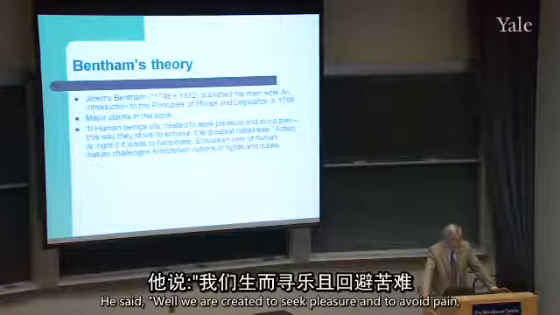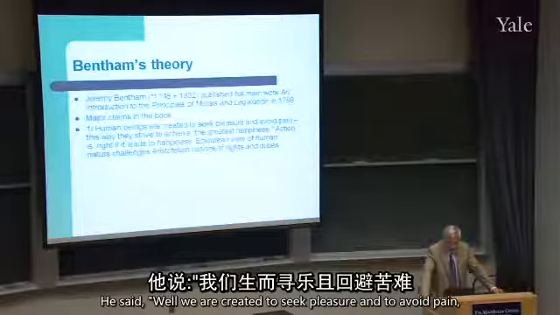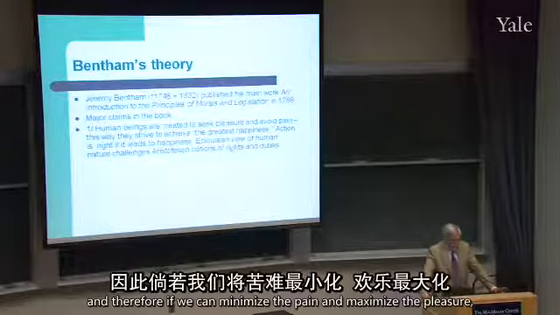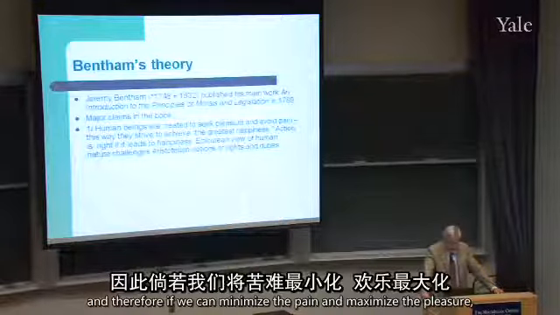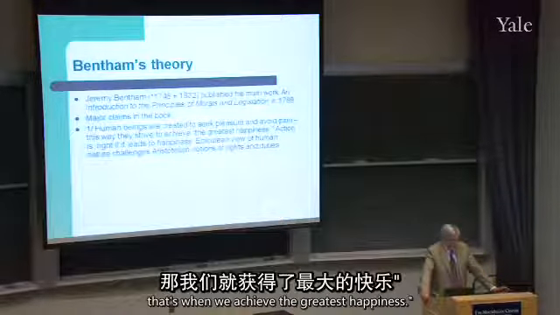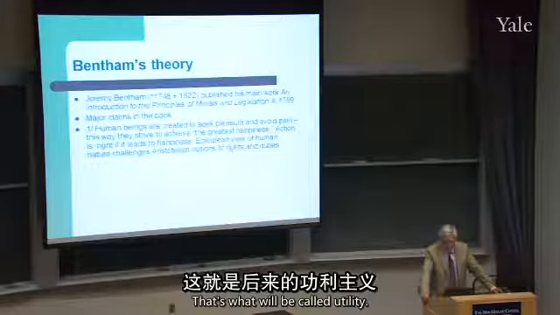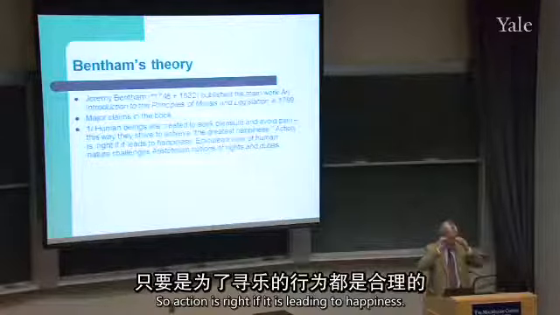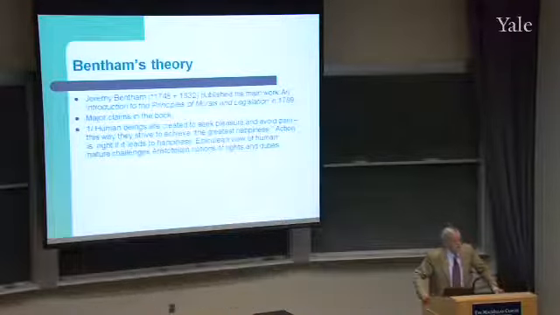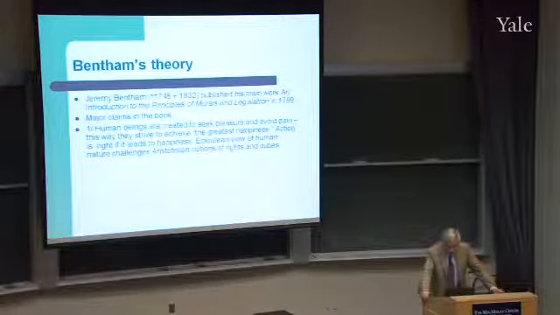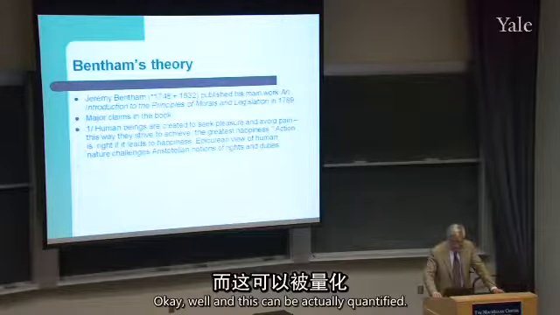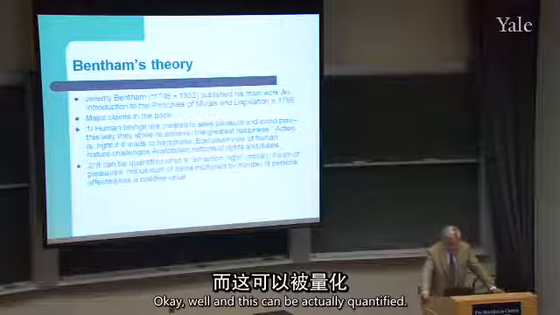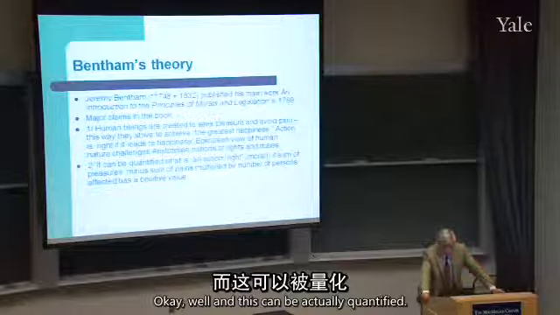He said, well, we are created to seek pleasure and to avoid pain, right? And therefore, if we can minimize the pain and maximize the pleasure, that's when we achieve the greatest happiness. That's what we call utility, right? So an action is right if it is leading to happiness, right? We all want to be happy. Okay. And this can actually be quantified.